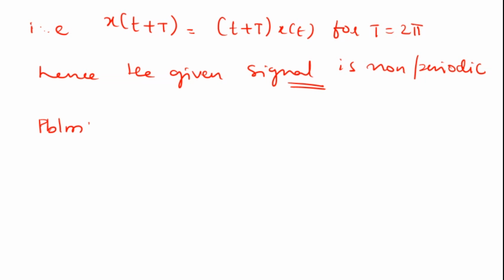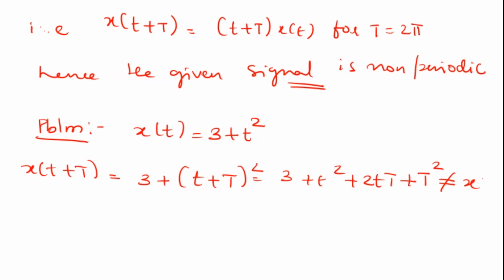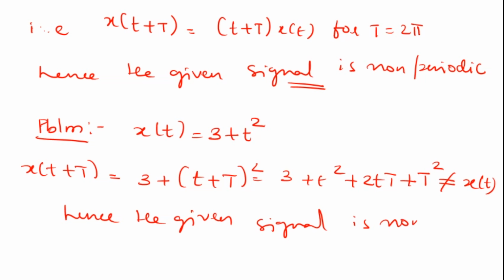Next problem, x of t is equal to 3 plus t square. Then x of t plus T is equal to 3 plus t plus T whole square, which is equal to 3 plus t square plus 2t into T plus T square, which is not equal to x of t. Hence, the given signal is non-periodic.